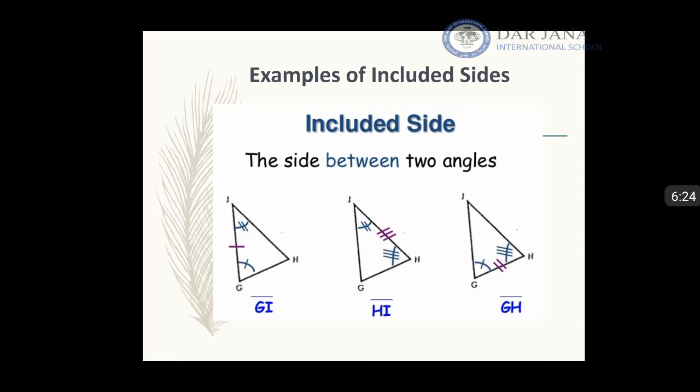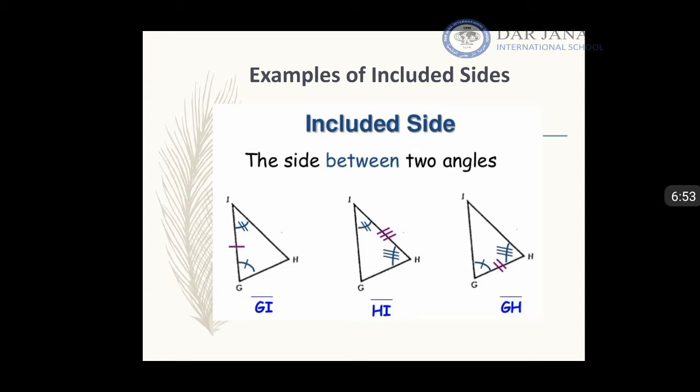This is the same triangle. If you notice, it's a triangle GIH. The GIH is drawn 3 times. First I took the pair of consecutive angles, angle G and angle I. Angle G and angle I are two consecutive angles, while the included side between angle G and angle I, as you see referred here, is the side GI.